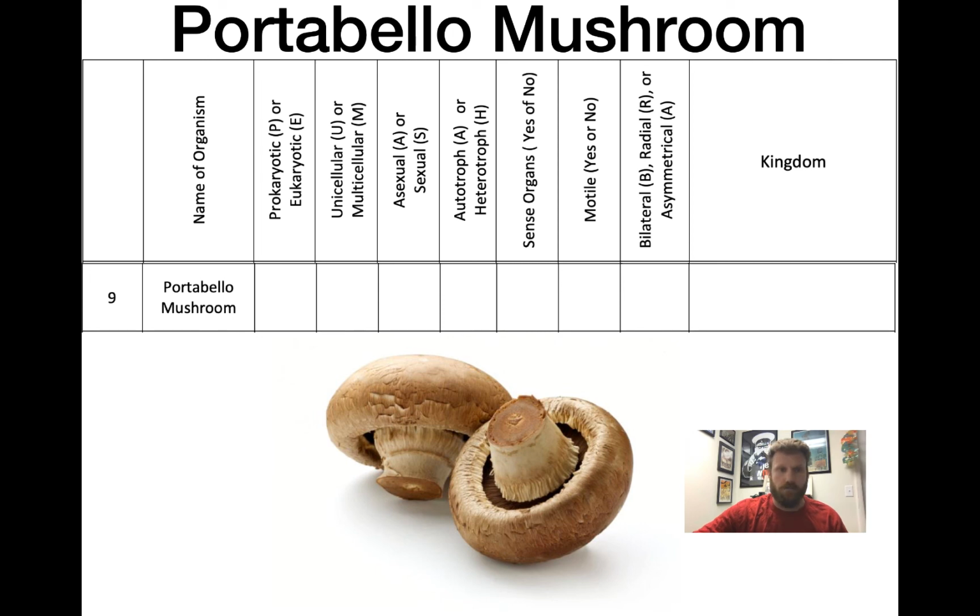A portobello mushroom. Portobello mushrooms have cells that do have a nucleus. They are eukaryotic. There's plenty of cells in that mushroom, so they are multicellular. Mushrooms will actually reproduce sexually. They will not produce their own food. They are heterotrophs. They do not have sense organs, and they cannot move. Depending on the mushroom, you could get different types of symmetry, but a portobello mushroom like this would be radial symmetry, and a portobello mushroom belongs to the fungi kingdom.